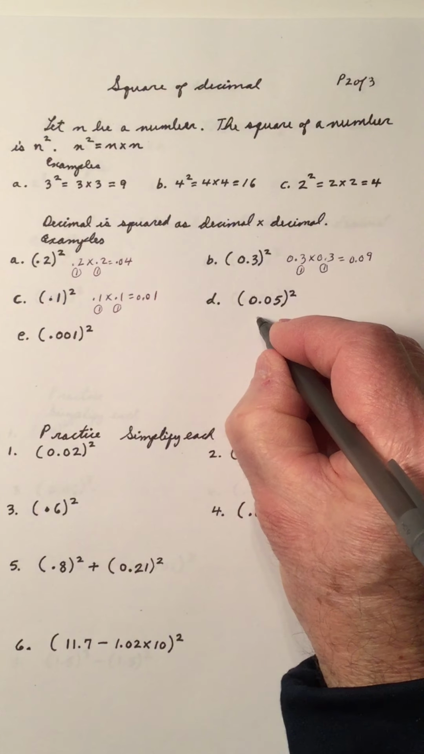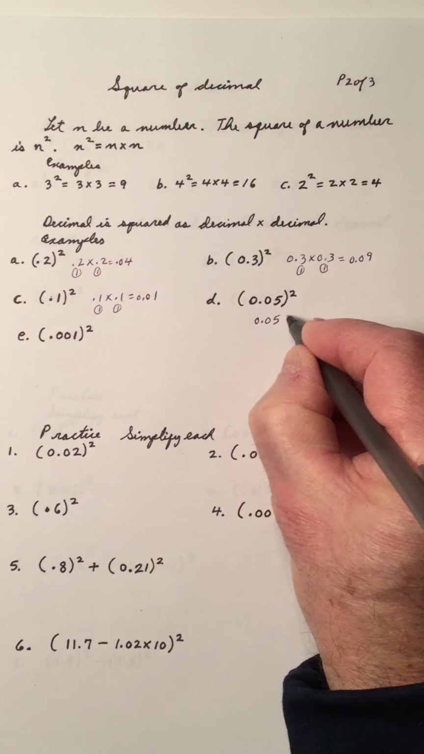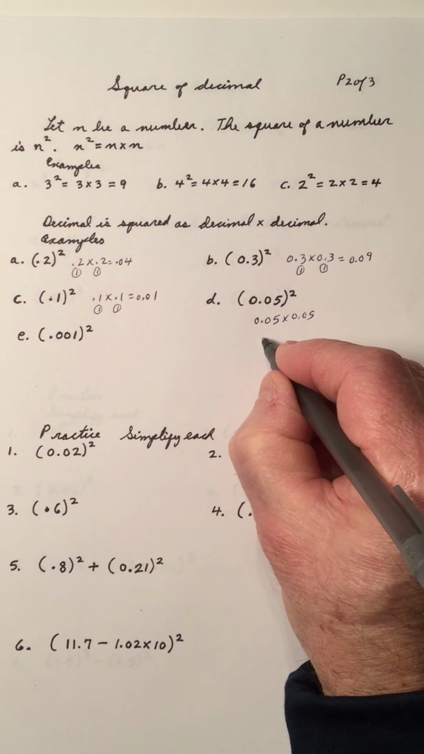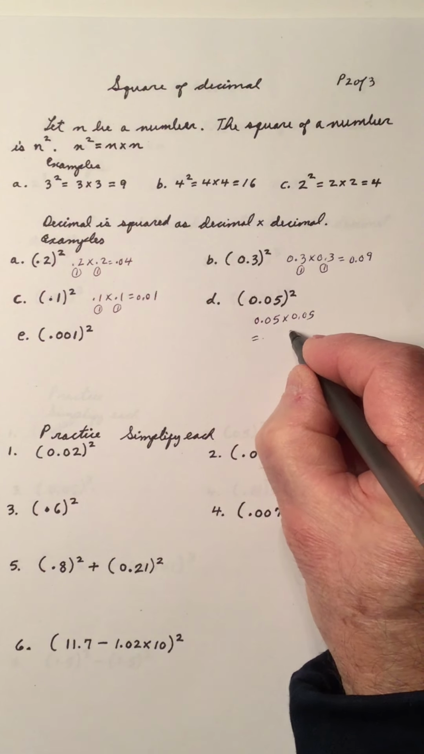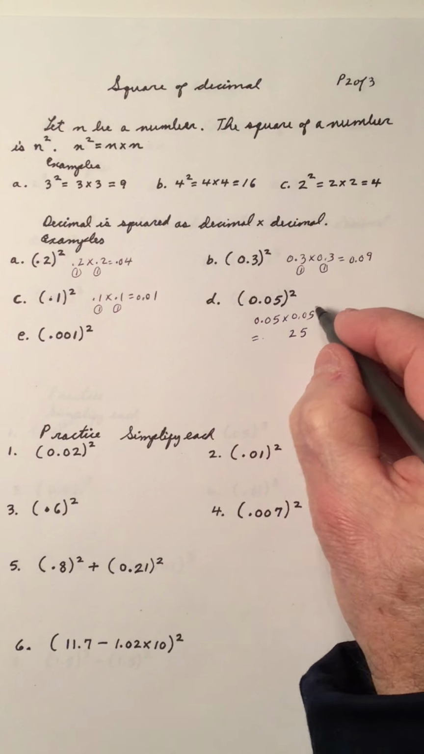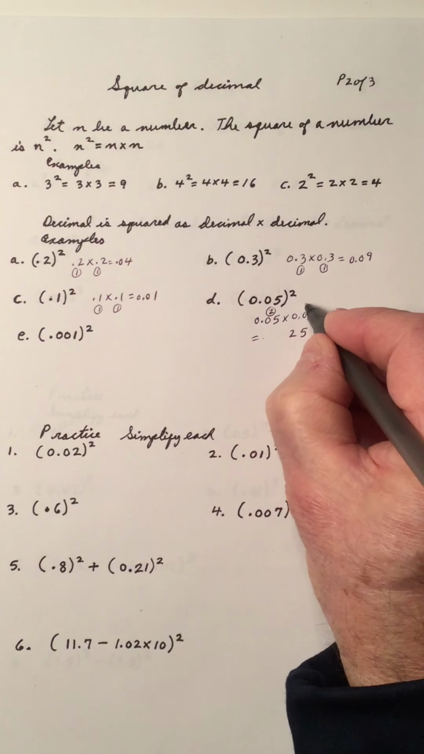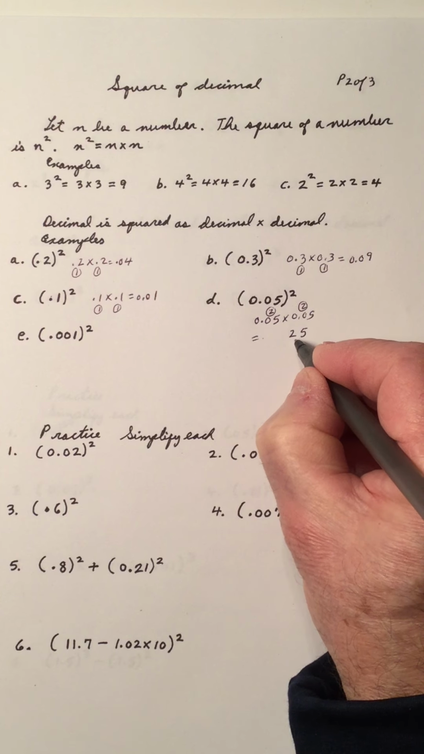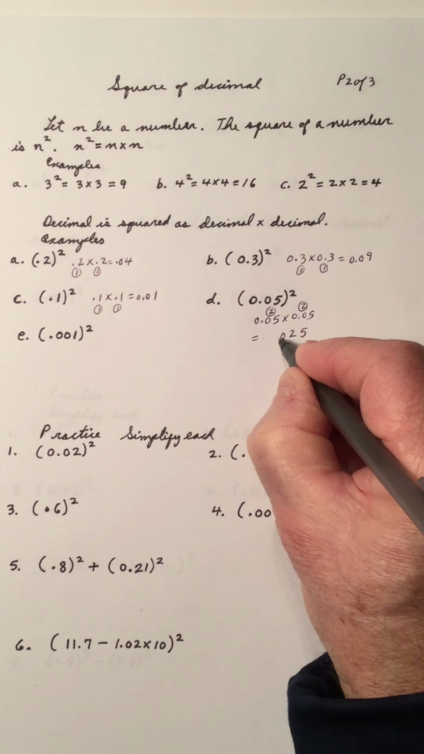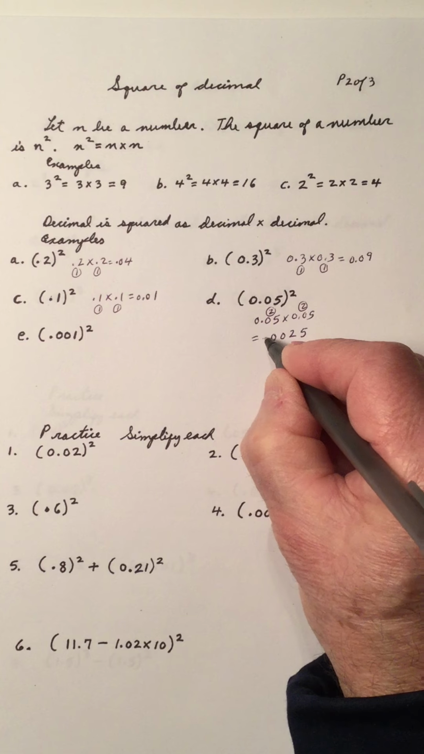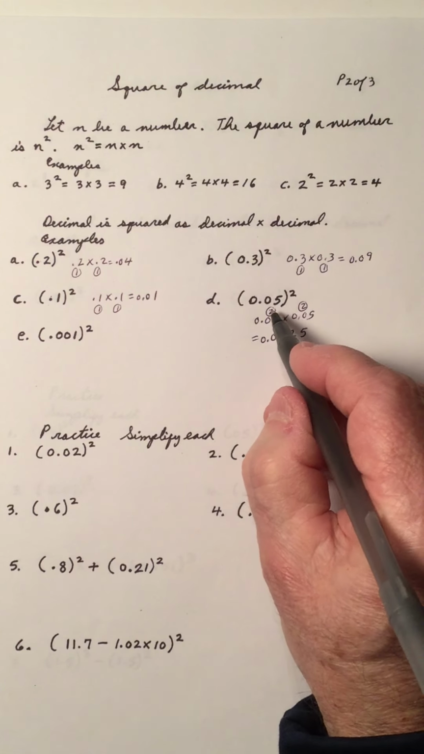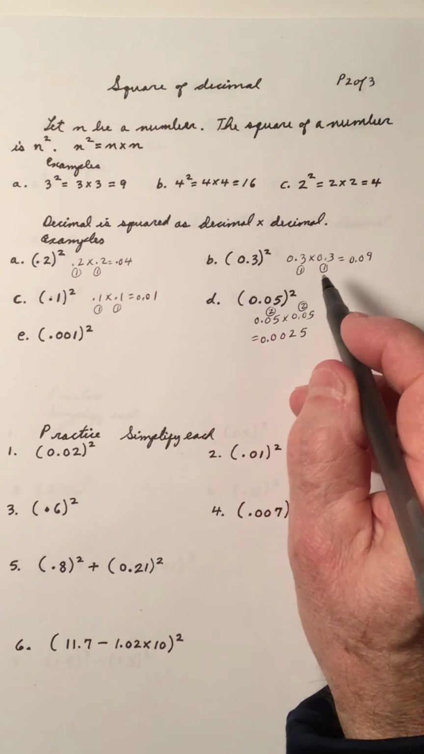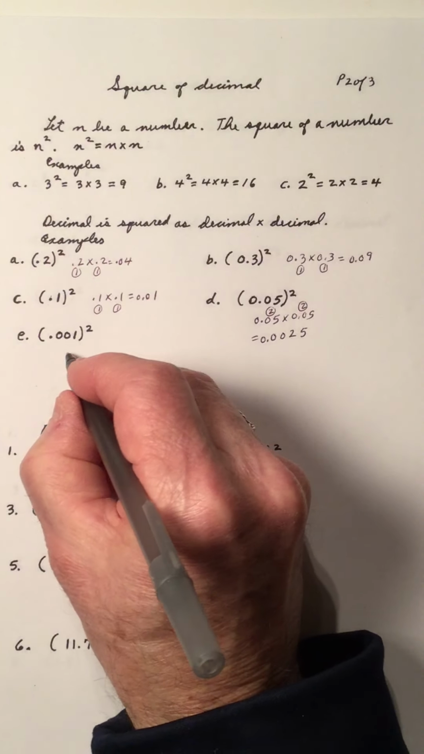Now, 0.05 times 0.05. When we square it, we know that 5 5s are 25. So we have 2 decimal places, 4 altogether. So 1, 2, 3, 4. 4 decimal places. Again, there's 2 decimals here, so you're multiplying by itself, so it makes 4 decimal places.